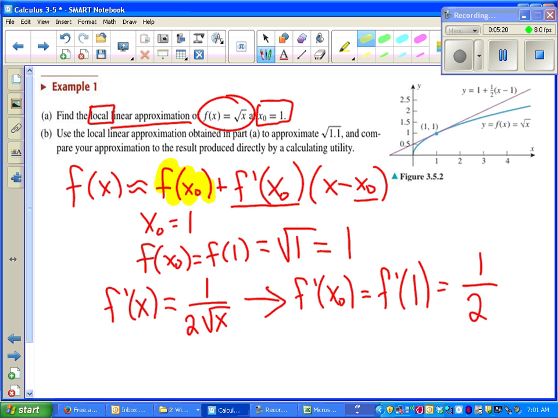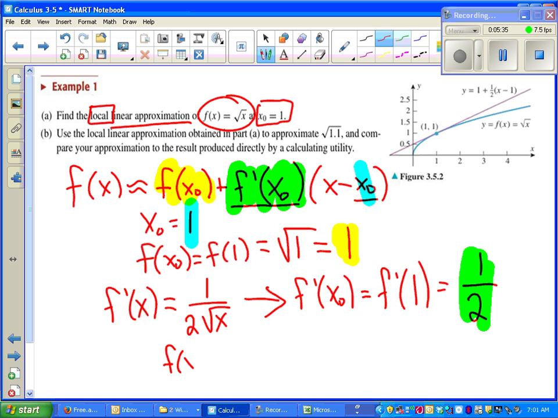We want f of x0, which is 1. We need f prime of x0, which we just figured out was 1/2. And we need x0, which is 1. Plugging all of that into our formula, we get f of x is approximately equal to f of x0, which is... I lie, f of x0 is not 1/2. f of x0 is 1, plus f prime of x0, which was the 1/2, times x minus x0. And we've got our equation of a line.